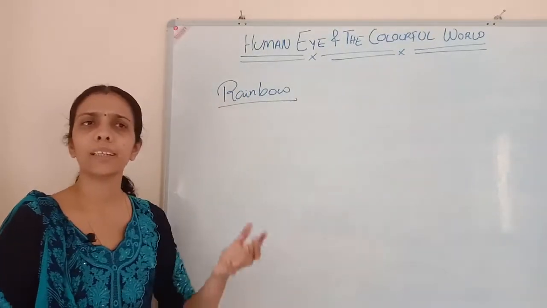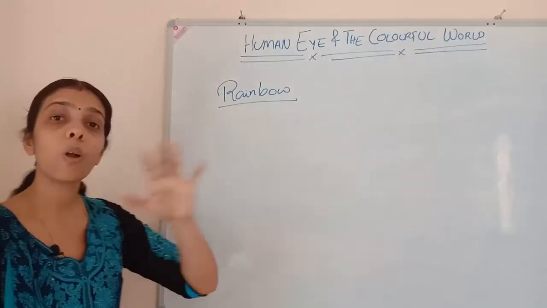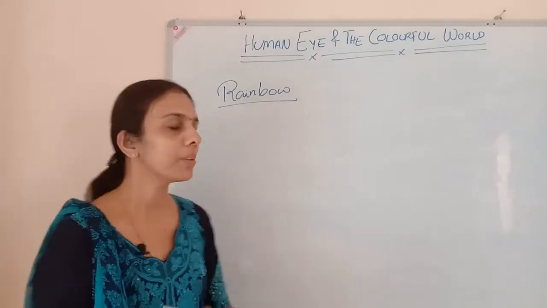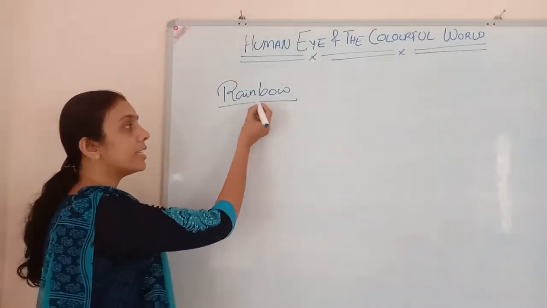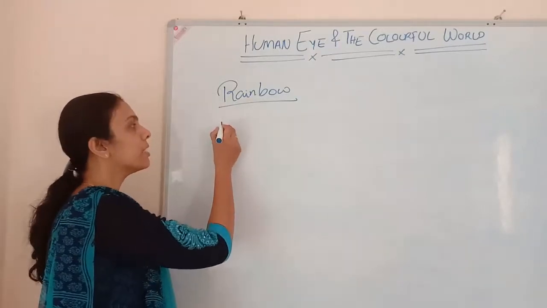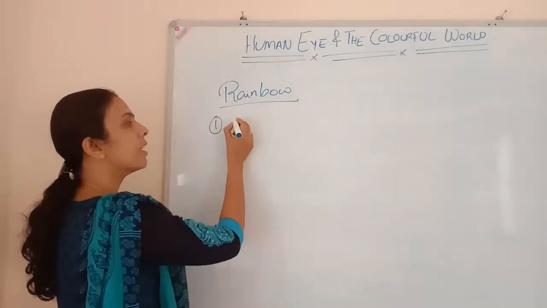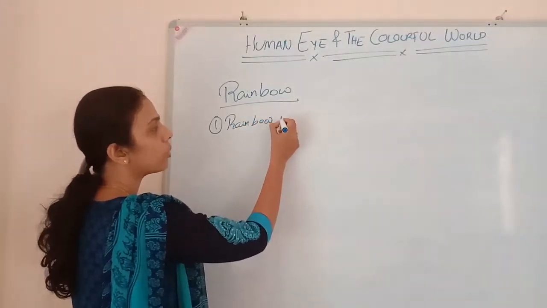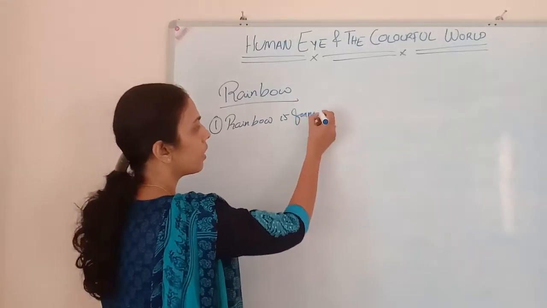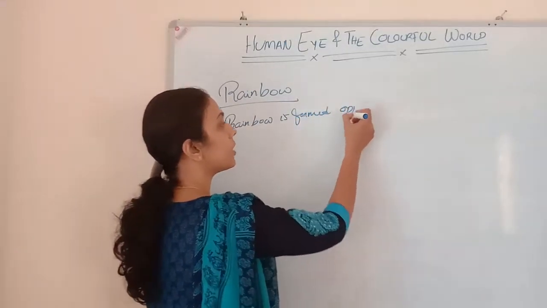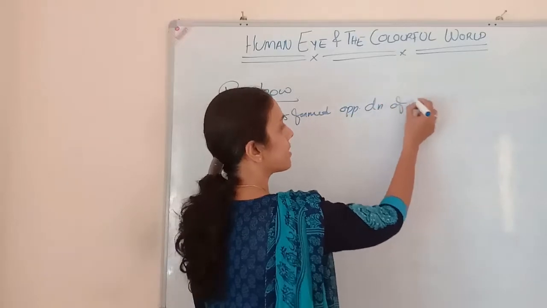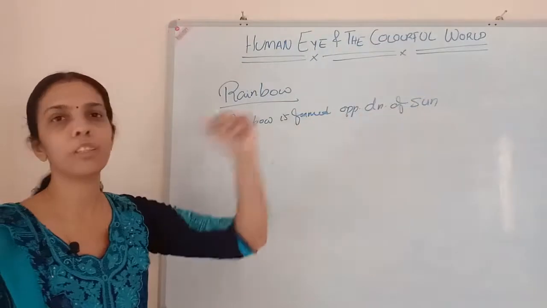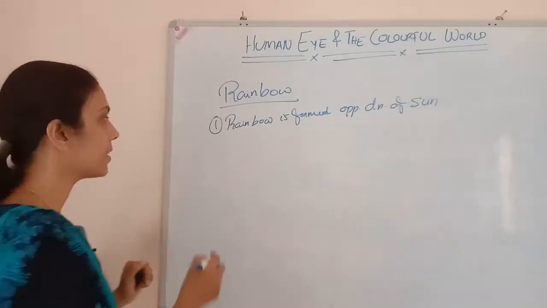So what is happening in this? In a rainbow also we are seeing all these colors. What is the reason for colors in a rainbow? Here, what are the conditions to get a rainbow? The first one: the rainbow will be formed opposite to the direction of the sun. So if the sun is behind us, the rainbow will be in front of us. That is the first condition.